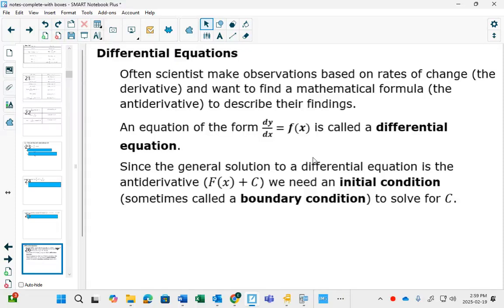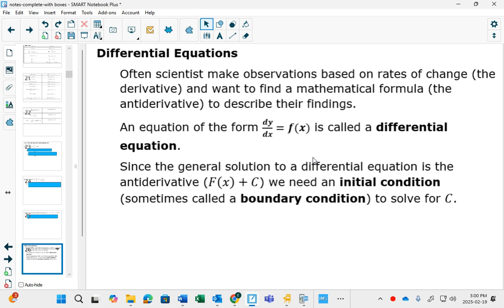Differential equations. So here is applications to real life. Often scientists are making observations on things based on rates of change. They see the derivative, they see how things are changing in real life, and they want to find a mathematical formula, which would be the antiderivative, working backwards, to describe their findings. So we call an equation of the form where you know the derivative equals something a differential equation. So you recognize something, but now you want to go back in time and describe it overall with a model.